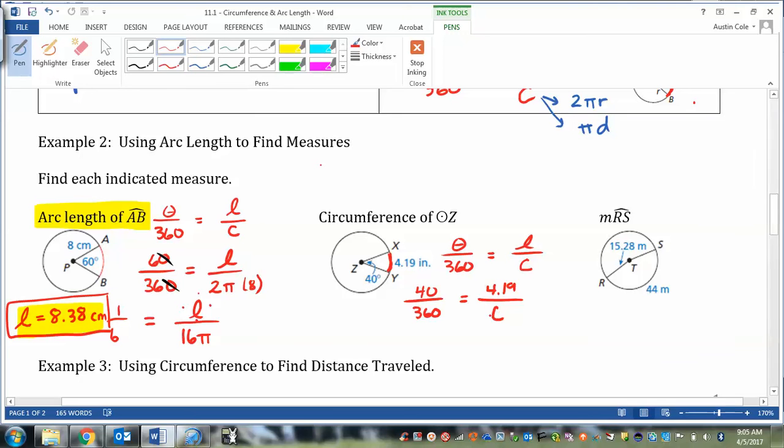Okay, so here's an example where I could reduce that. You don't have to. This time I won't, just to show you. But there's what I'm trying to find. Go across from it. 360 times 4.19, hit enter. Divide by 40, hit enter. What do we get there? 37.71 inches.